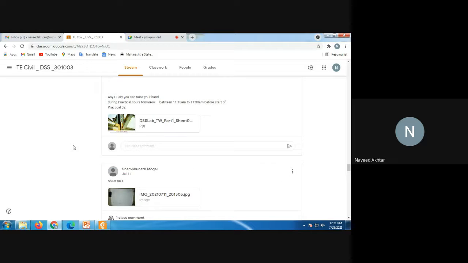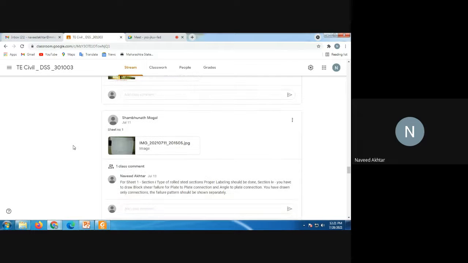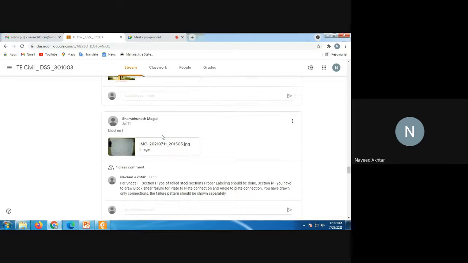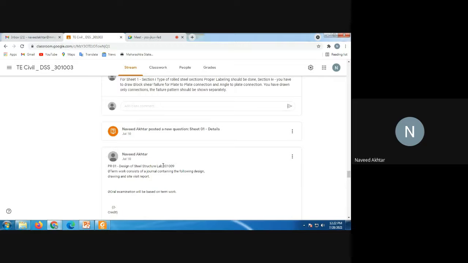Very good. So many students have submitted on the Google Classroom, I think they are using it, but they are not handed in. If they are handed in, then they will get the marks. I will check it and then I will manually do the marks. Okay, and we will update the sheets.